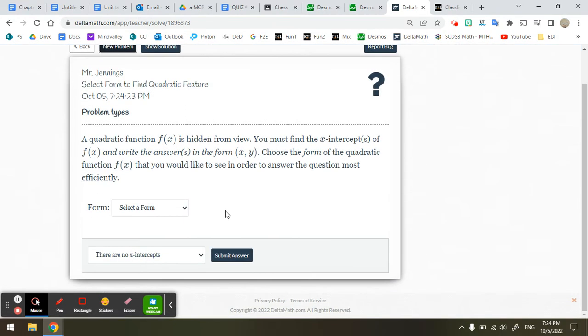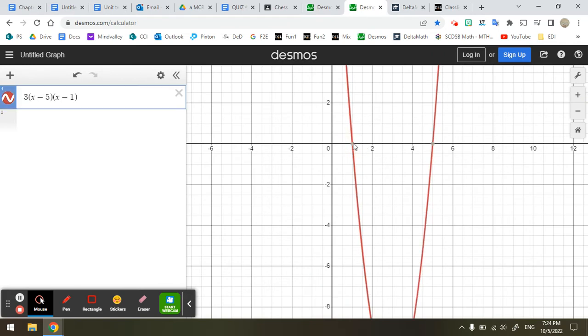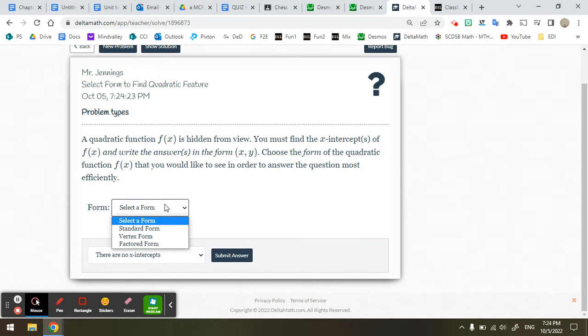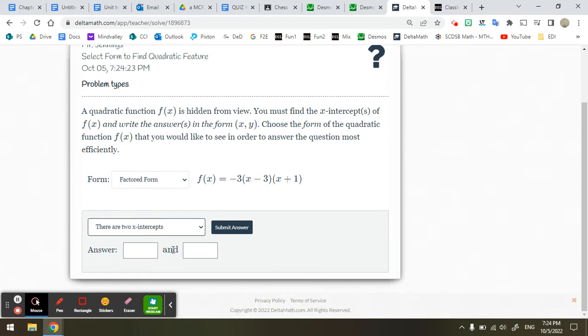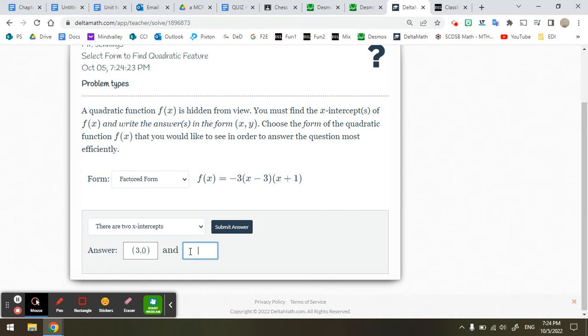New problem. We must find the x-intercepts and write them in the form (x, y). If I'm looking for x-intercepts, again, go back to a visualization. I want factored form because factored form gives me the roots, and x-intercept is another word for roots. There are 2 x-intercepts in this case, and they are (3, 0) and (-1, 0). So these are the 2 roots. They're the 2 points where this quadratic touches the x-axis, and I get them from the factors.